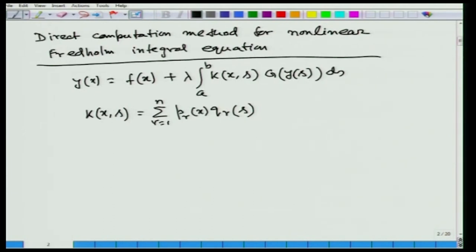This is the kernel. Now, for simplicity of understanding of the method by which we can solve this equation, we assume here k(x, s) is only a product of two functions p(x) and q(s). Assuming this particular format, we are going to discuss the direct computation method to solve this Fredholm integral equation, which is a nonlinear equation. And with an illustrative example, we will be considering that the kernel is not just a product of two functions, one a function of x and the other a function of s, but a sum of two such separable kernels.